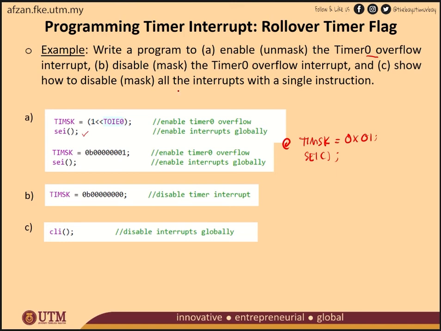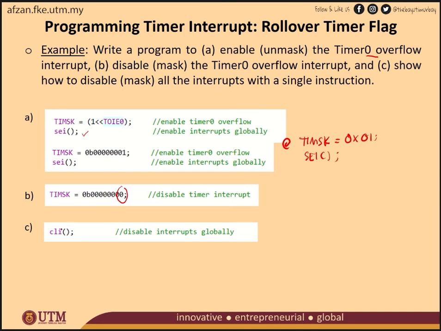So how to disable? Easy. To disable, you just put 0. So that's why we put TIMSK equal to 0b, with 0 at timer 0. Or you can put 0 to all of the timer interrupts. If you write something like this, you disable all the timer interrupts. And show how to disable all the interrupts with a single instruction.